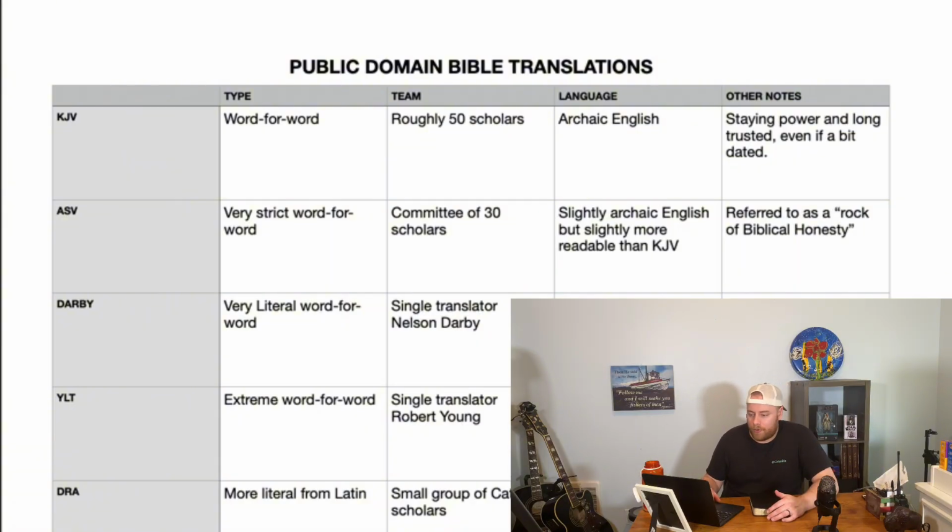The American Standard Version, I think, officially came out in 1901, I believe, or at least that's the version that most people read. And then one side note I found pop up several places was that the ASV is often referred to as a rock of biblical honesty. So that is a great thing to be said about your translation, that it is held in high regard for being honest and authentic to the original word. So that's a good thing for the ASV.